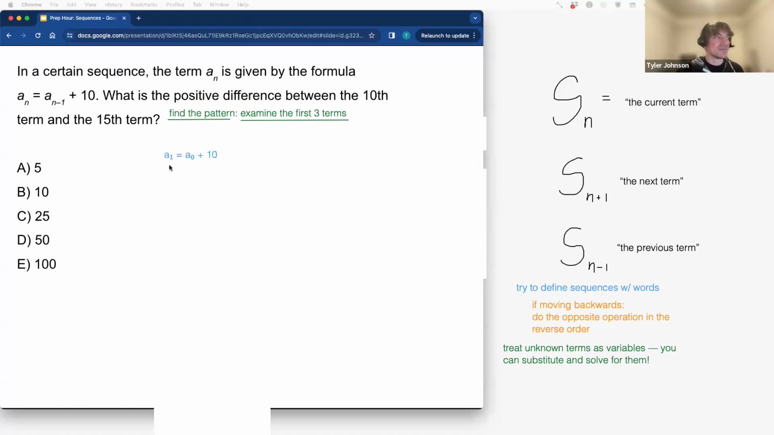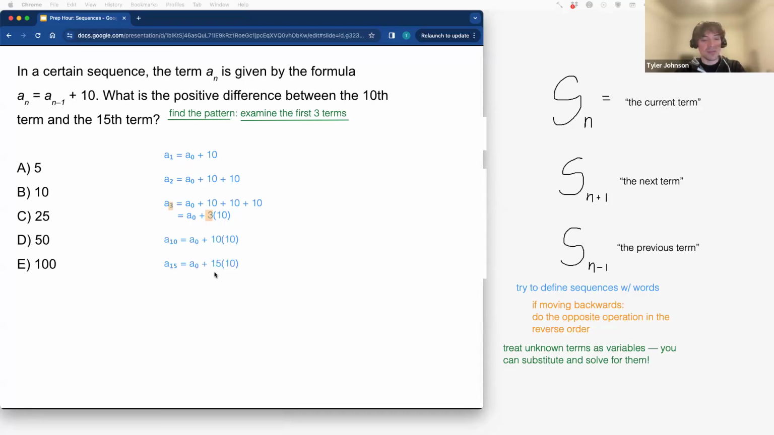The initial term, the first term, is going to be whatever the 0th term is plus 10. And that second term, it's going to be the first term plus 10. And the third term, it's going to be the second term plus 10. And what I notice is whatever term I'm on, that's the number of 10s I'm adding to that 0th term.